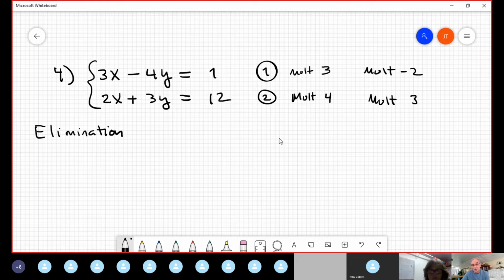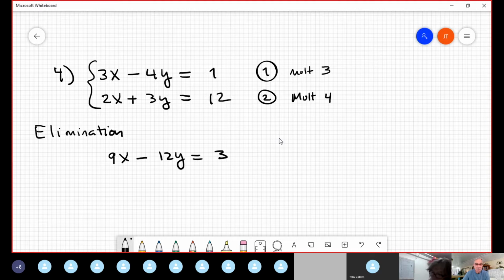I prefer the first way because I take advantage that this part and this part have opposite signs. So let's do it. Multiply the entire equation 1 by 3: 9x minus 12y equals 3. And this is my equation number 1 again. It's equivalent. Remember, when you multiply by a number, the line in 2D is the same line. It's the same equation.